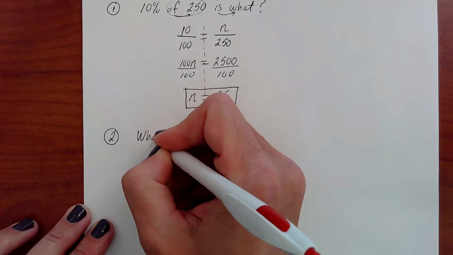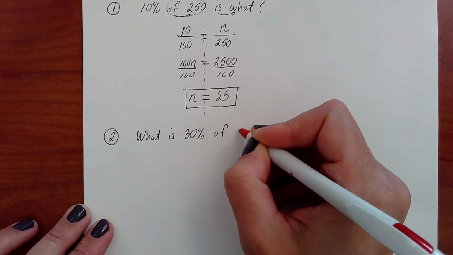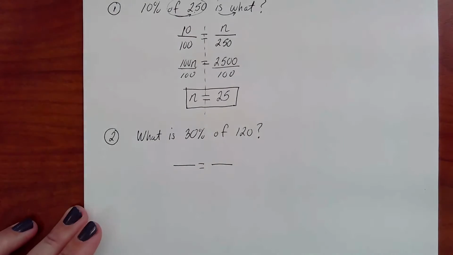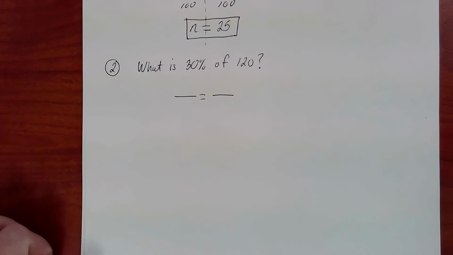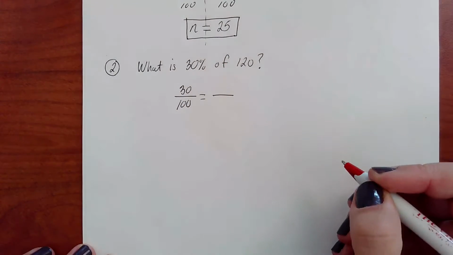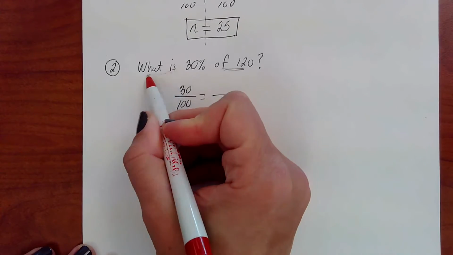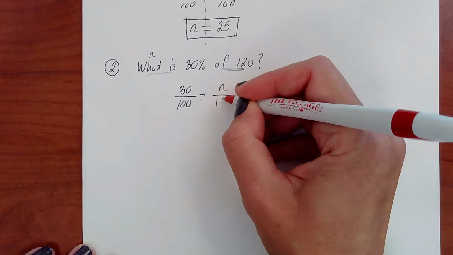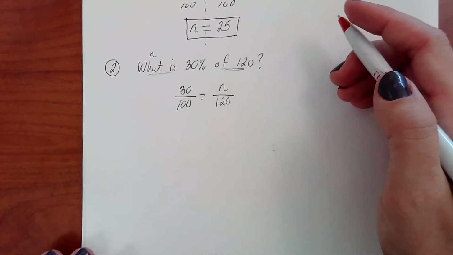Let's do what is 30% of 120. See if you can set up your proportion. All right, hopefully you did 30 over 100. Well, this one's kind of easier to find. Of is with 120 here. Is with what? What is going to be the variable? So is here, 120 is here. Nice.